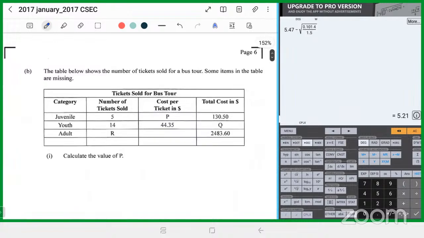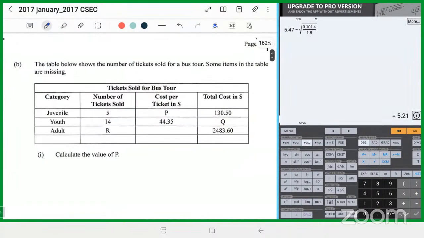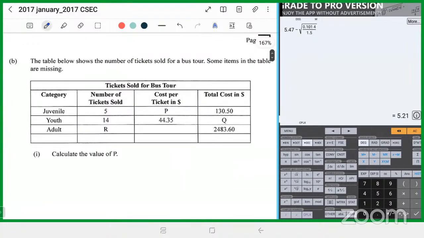This question now says the table below shows the number of tickets sold for a bus tour. Some items in the table are missing. This is a consumer arithmetic question. All right. Money spending to purchase tickets and so on.